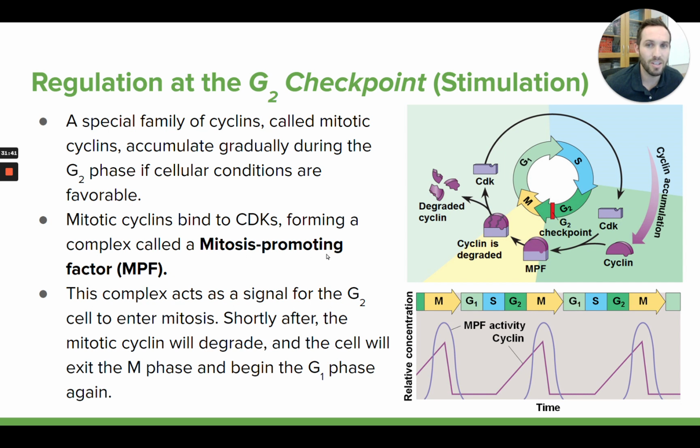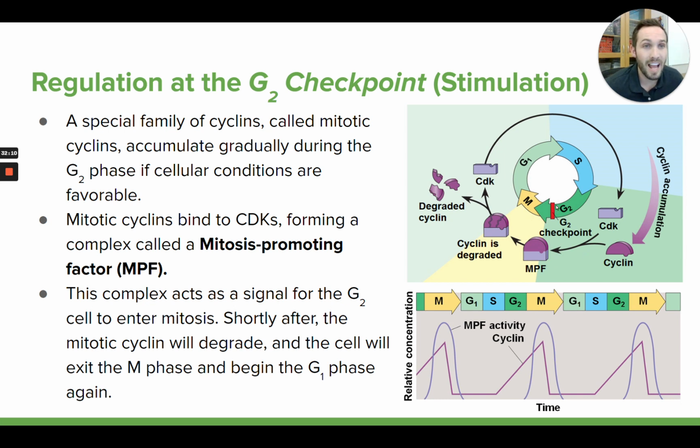MPF is the mitosis promoting factor, but it's basically just an activated CDK. It's a special type of CDK that came together with a special type of cyclin, and this is the CDK and cyclin that's going to start mitosis. It's going to start turning on and phosphorylating the proteins needed to get mitosis to start. So it has a special name, the mitosis promoting factor, which is what's going to allow the cell to get past G2 and this checkpoint to start mitosis.